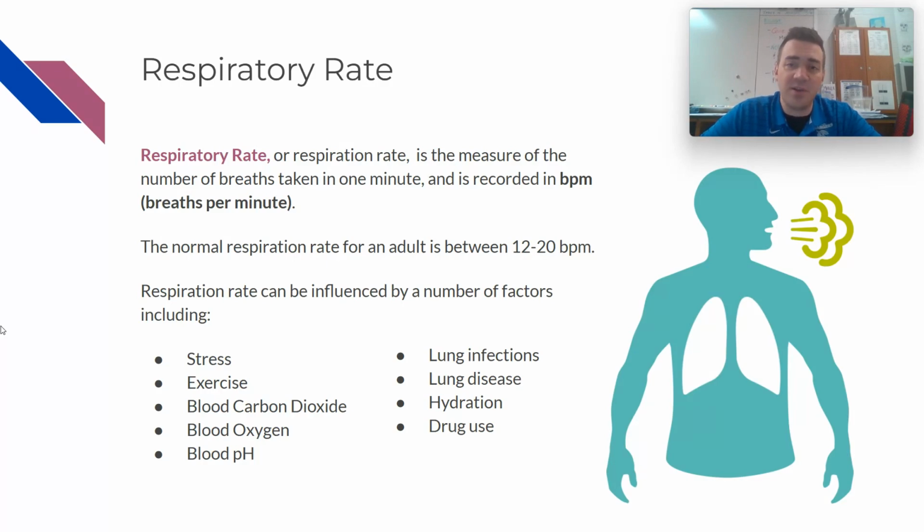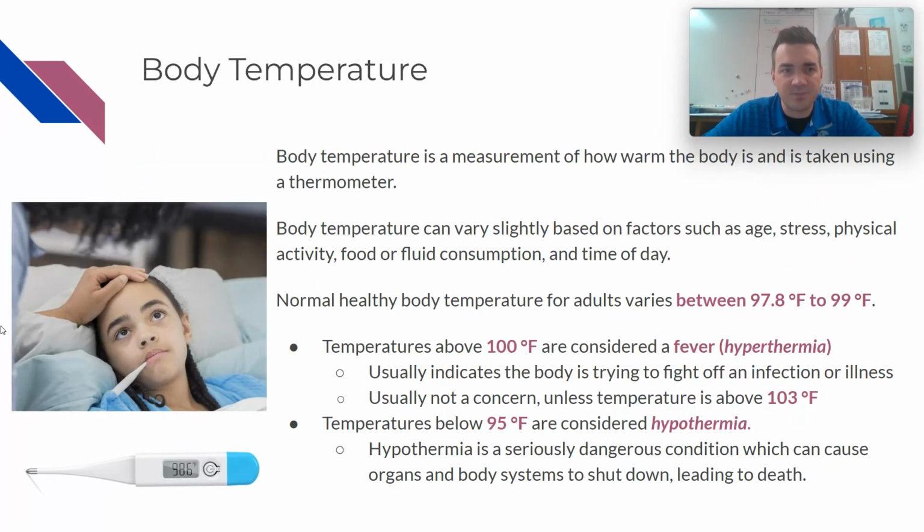And your respiration rate can be influenced by a whole different things. Of course, if you're exercising, you're going to be breathing faster, but other things in addition to exercise would include stress, how much carbon dioxide is in your blood, how much oxygen is in your blood, what the pH of your blood is, if you have some sort of infection, if you have some sort of lung disease, how hydrated you are, if there's any drugs in the system, or even just long-term drug use. These could all influence somebody's respiratory rate. And so knowing somebody's respiratory rate can be really helpful.